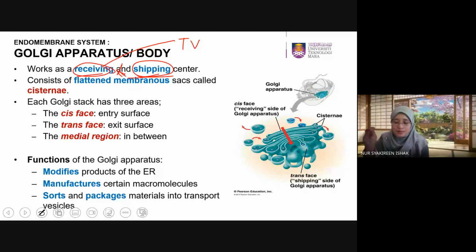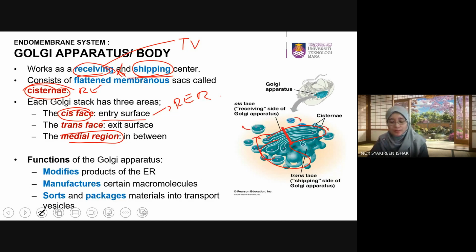Okay. So consists of flattened membranous sac called as cisternae. Sama juga macam rough ER tadi ataupun smooth ER. So the structure yang berlipat-lipat tu, so we call it as cisternae. Okay. So each Golgi stack has three areas, has three regions. Cis phase kan is the entry phase. This one it faces the rough endoplasmic reticulum. Okay. And then the medial region is the middle region here, where modification occurs. And then transphase is the exit phase. So this faces the plasma membrane.